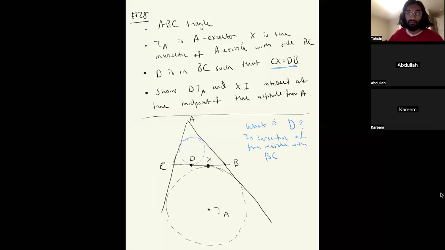So have you guys seen this? Do you guys know this lemma that if you look at where the incircle intersects the side and where the excircle of the opposite vertex intersects the side, they're reflections about the midpoint. Do you guys know this fact? Have you seen this before?